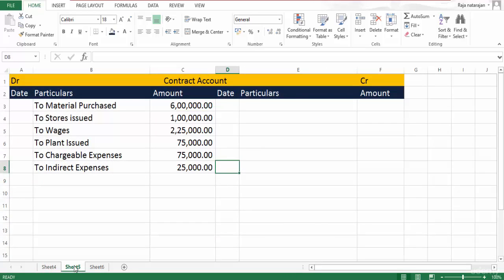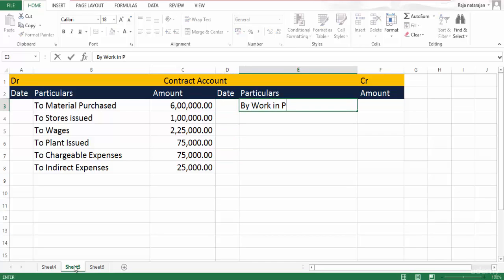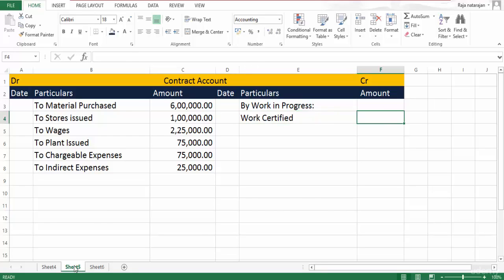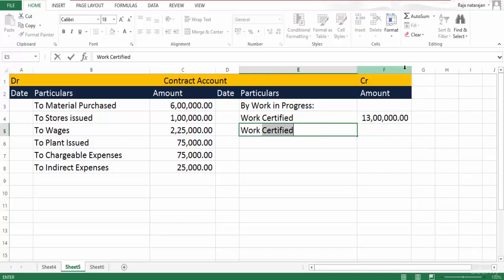So let's go to the credit side. We'll say by work in progress, where the work has been completed and certified. So we'll say work certified, and the value was 13 lakhs. Then work completed not certified, work uncertified, we have 60,000.